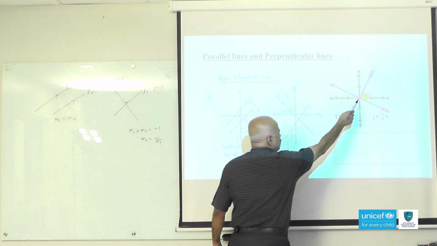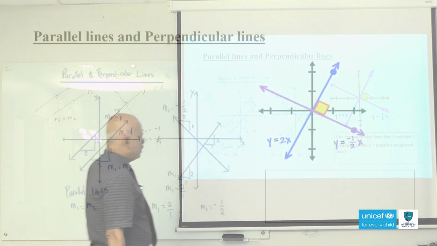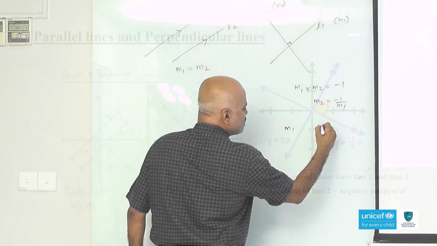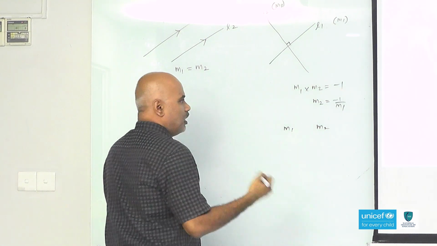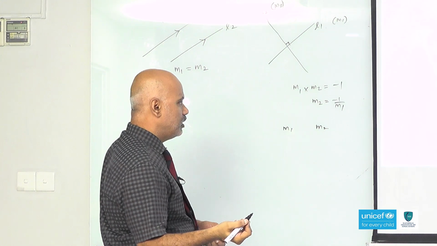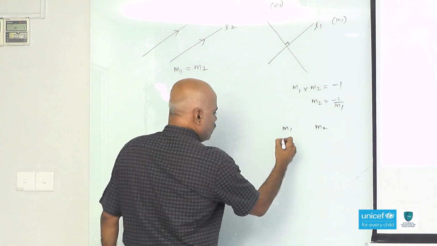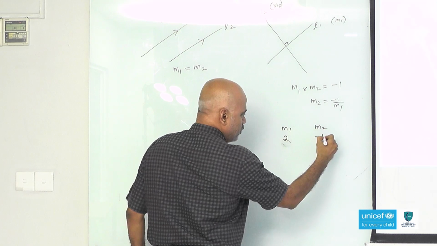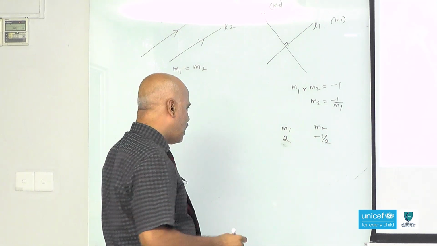In that case, you will get a 90 degree. For perpendicular lines L1 and L2, the gradient of line 2 is the negative reciprocal. What is it actually? The short way you will see. Let us take two lines that are perpendicular. How do I identify the perpendicular line gradients? If the first line gradient is 2, the next line would be the negative reciprocal, -1/2.